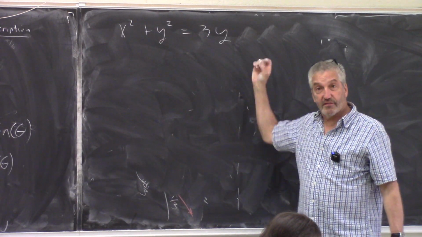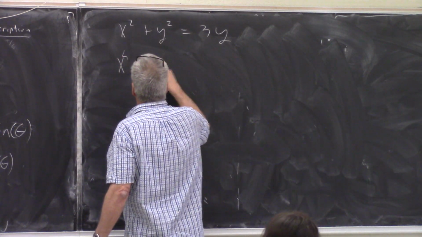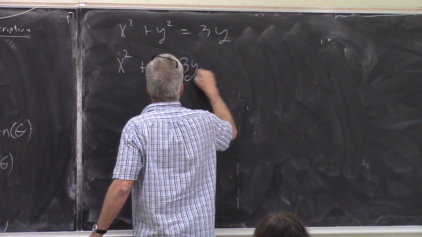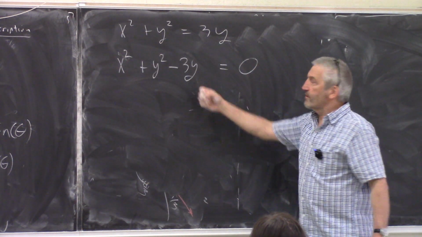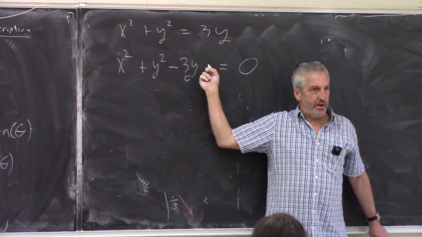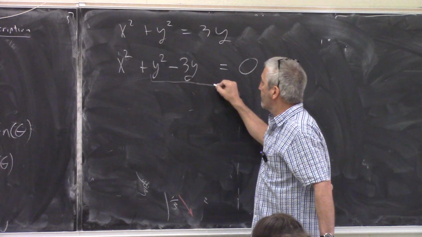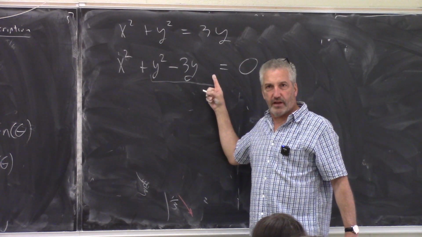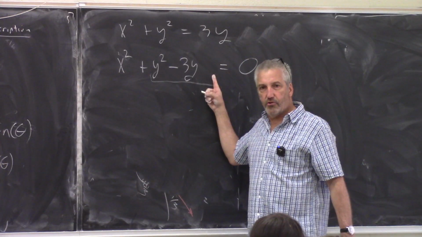But watch this. Let's subtract 3y from both sides. We get x squared plus y squared minus 3y equals 0. Now let's complete the square. What would I like to have added here to make this be a perfect square? Do you remember how you figure out what to add, Kinsey? Is it 9/4? Yeah, how do you get that?